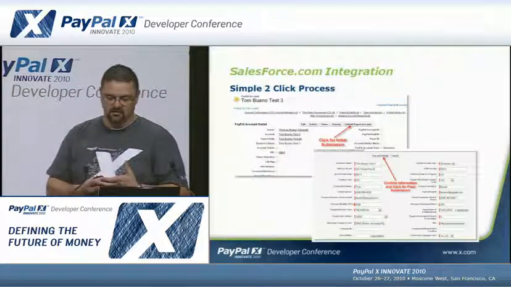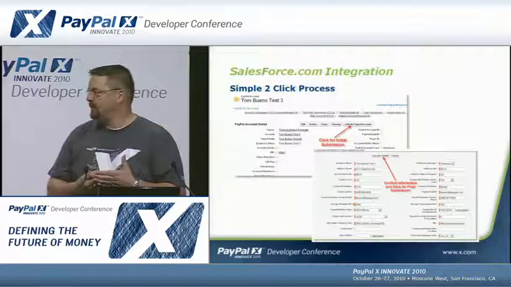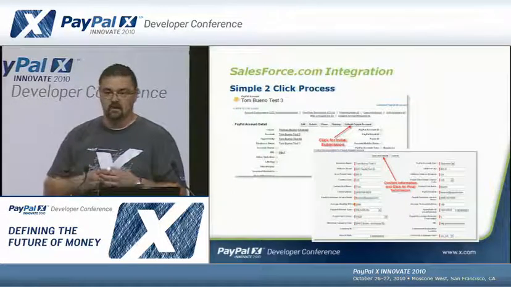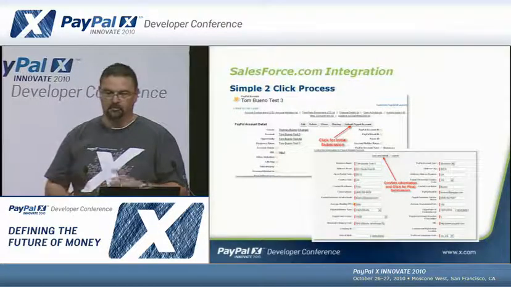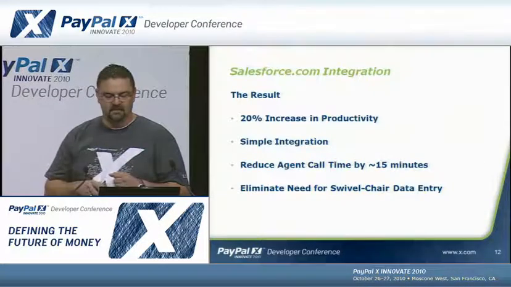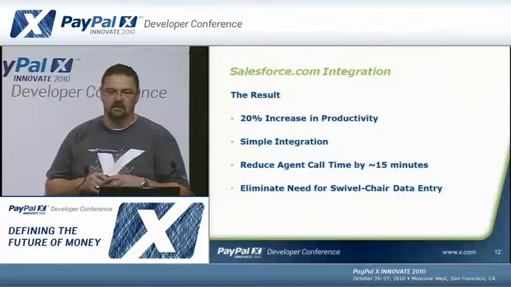And once it's been successful, the relevant information, PayPal payer ID and email ID, come back into the system and tell us that it was successful. It enables the complete closed loop process. What did this get us? A 20% increase in productivity for our internal sales agents.